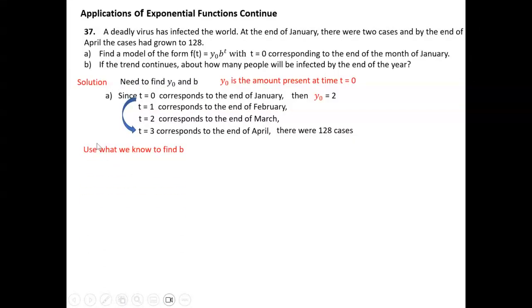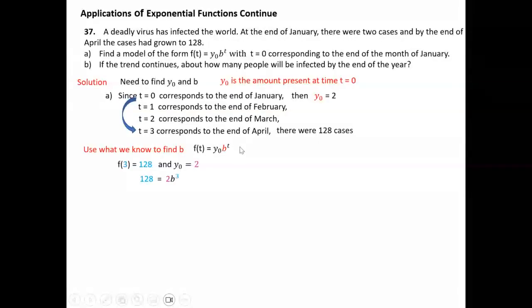So now we need to use what we know to find b. This is my formula, and I need to find b in red. The y naught is equal to 2. So f of 3 means when t is 3, y is 128. So I'm going to plug in the 128 for the f of t, plug in the 2 for the y naught, and plug in the 3 for the time t. Again, f of t will be 128, I plug in 2 for y naught, and then I plug in 3 for the t, because it was 3 months later. Now I want to solve for b. So here I'm going to divide both sides by 2.